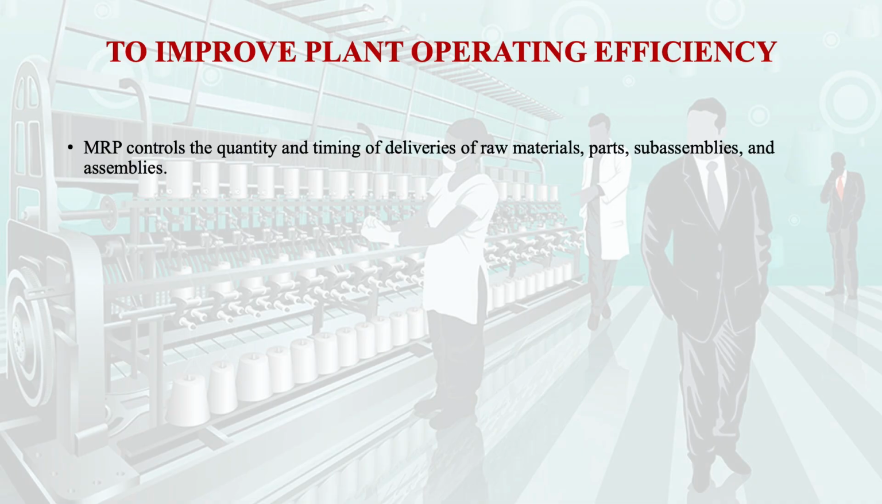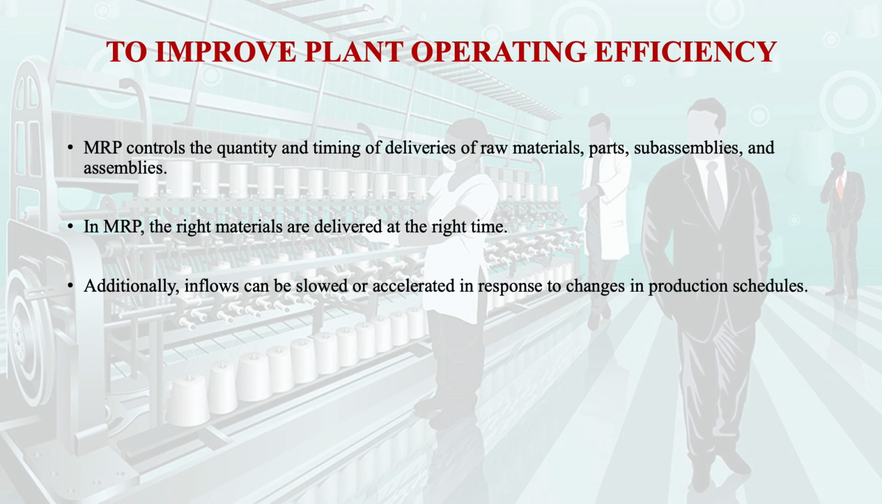Third important objective is to improve the plant operating efficiency. MRP controls the quantity and the timing of deliveries of raw material, parts, sub-assemblies and assemblies. In an MRP, the right materials are delivered at the right time. Additionally, inflows can be slowed or accelerated in response to change in the production schedule.